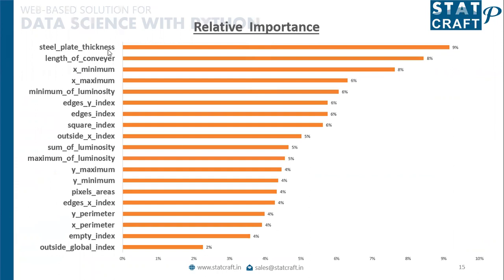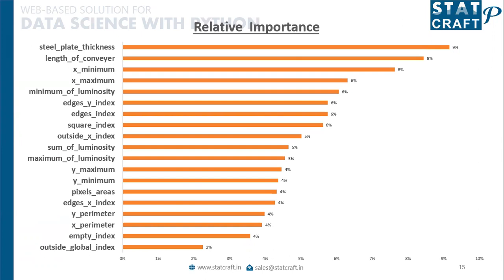I have listed all the variables here. You can see steel plate thickness is the most important driver of the fault type on steel plate. It accounts for 9% of the type of fault. Very, very important. The second important variable is length of the conveyor. Then we have Xmin as well as Xmax. Then you have minimum of the luminosity. So these are the top 5 drivers which influence the steel plate fault type.